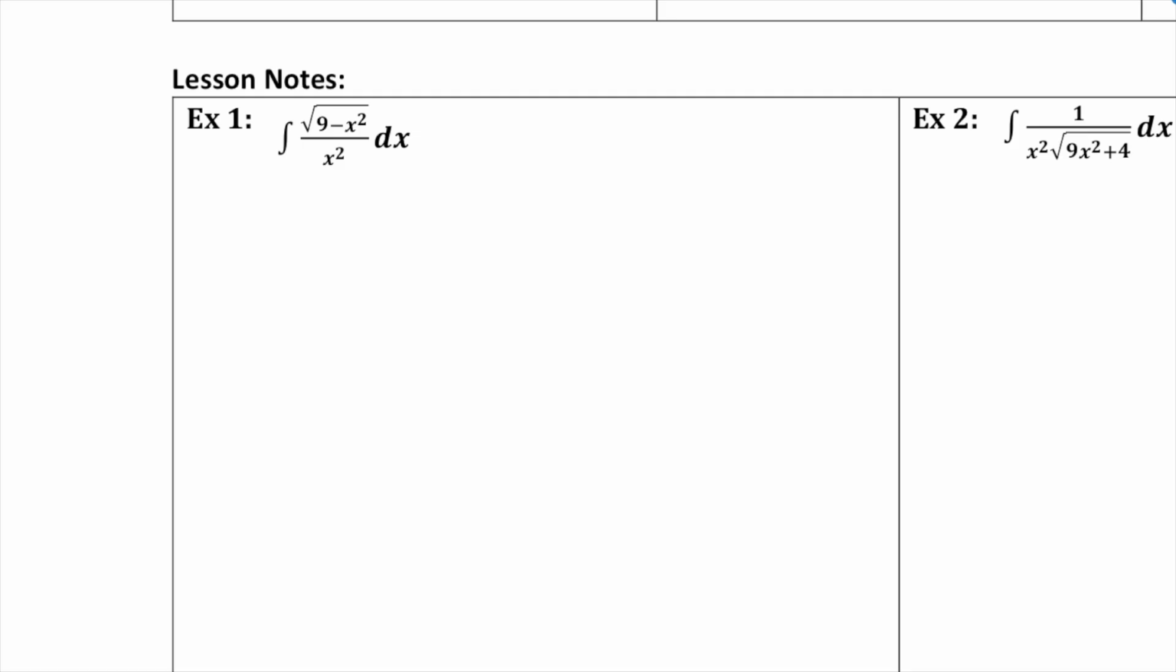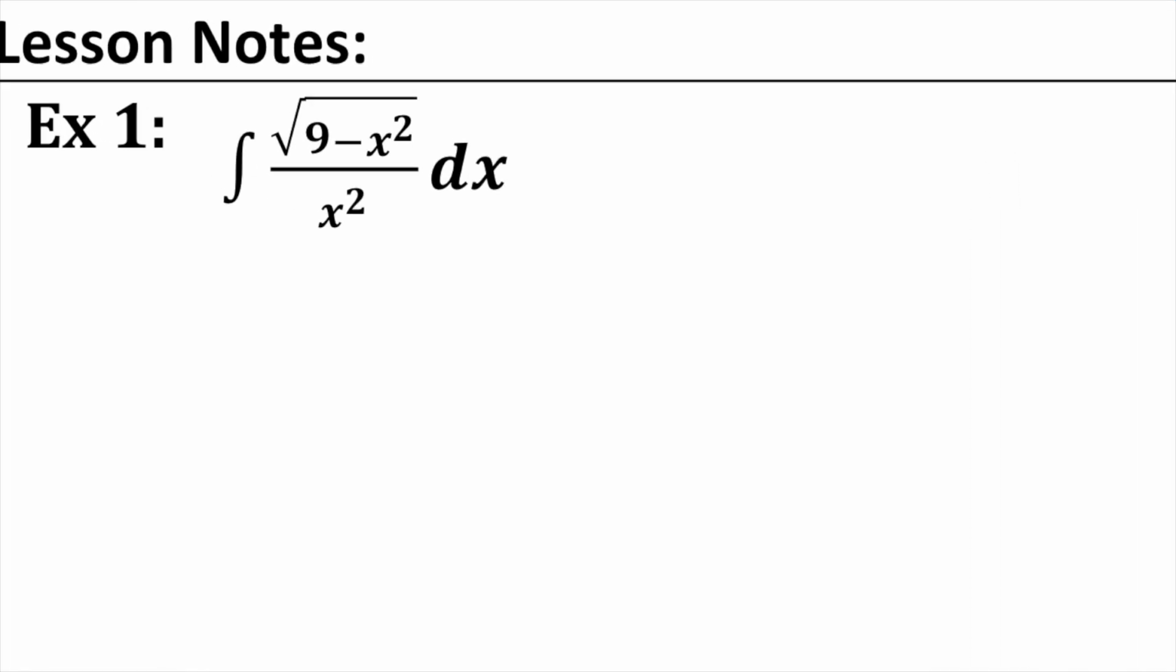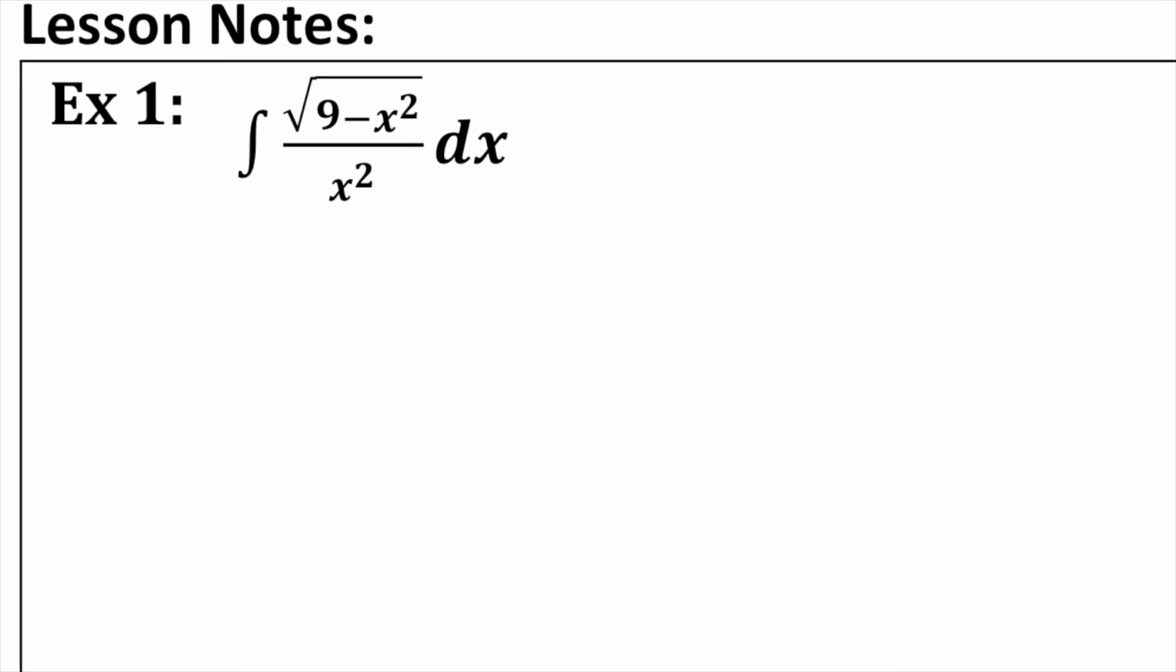Let's take a look at our first example. Notice u substitution won't work. Integration by parts won't work. There's no clever algebra that I can do. So what we're going to do is draw a triangle.